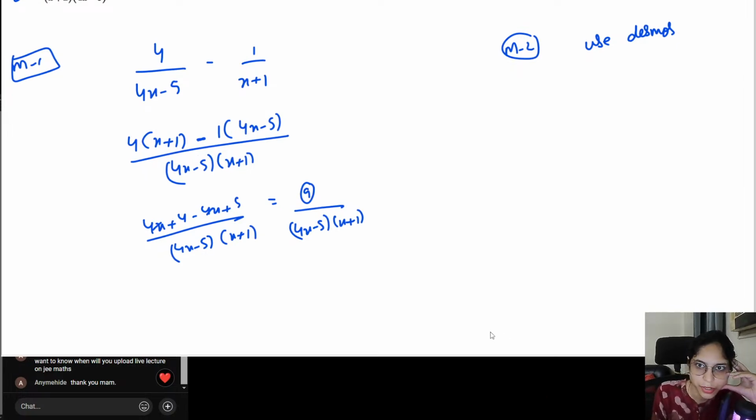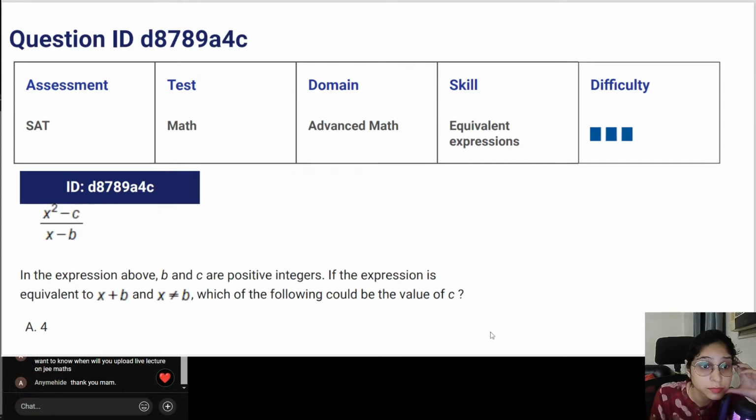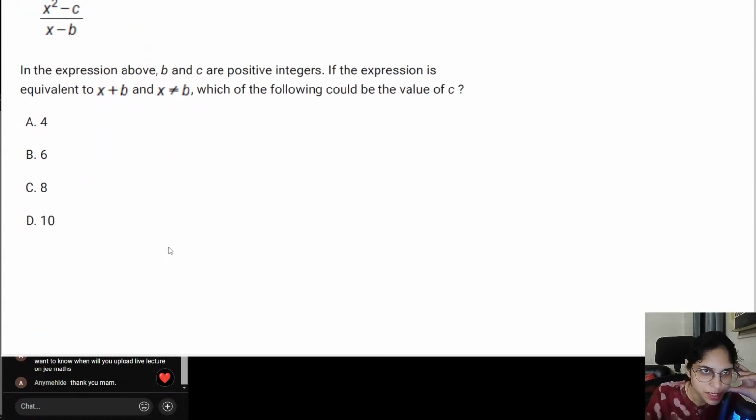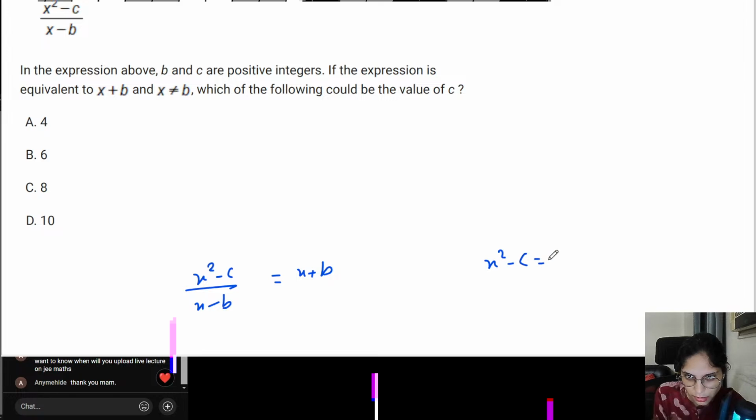Next is question number 22. Okay. Expression is equivalent to x plus b. So x squared minus c over x minus b is equivalent to x plus b. If you're getting x plus b, then there should be x minus b times x plus b on the top. That's one way of doing this.